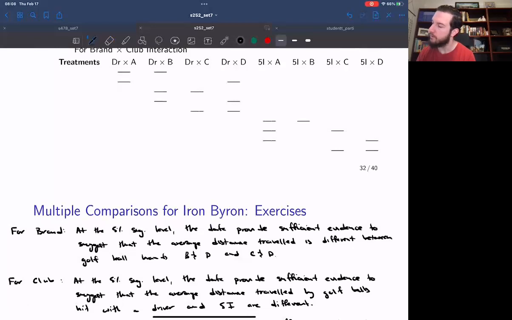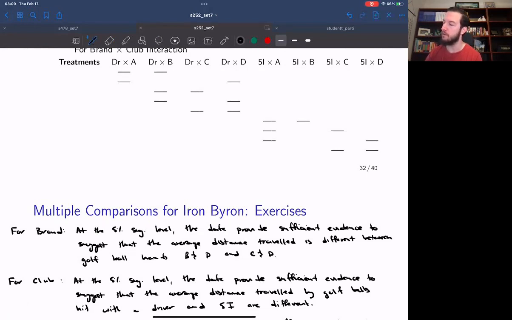So within the driver, there's quite a bit of similarity. Within the 5-iron, there's quite a bit of similarity. Again, the treatment interactions are showing us that all the driver distances are different from the 5-iron distances. So that's the same conclusion we had for the club effect.